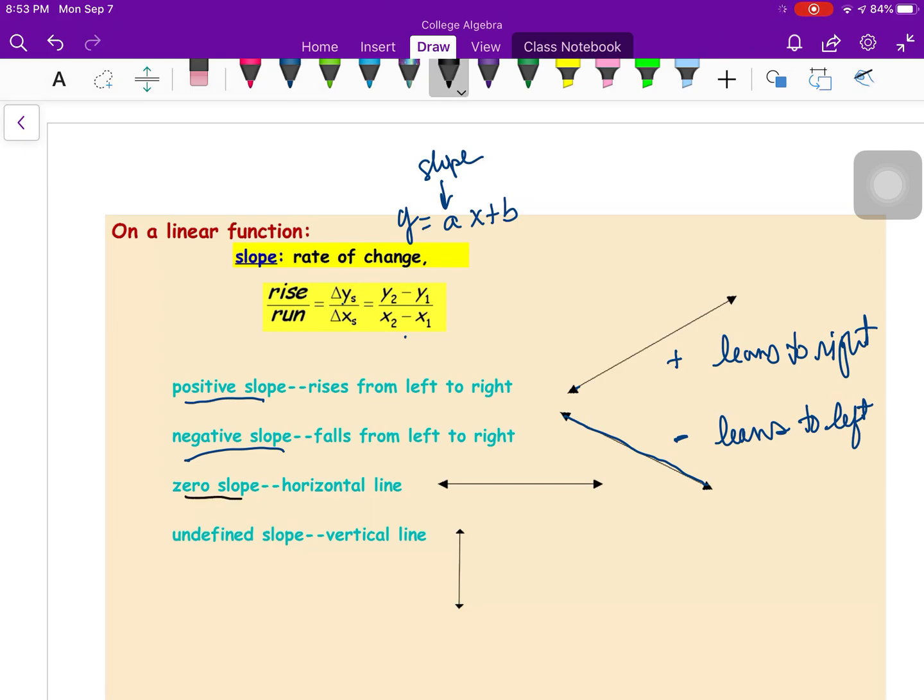If a function has zero slope, it is considered a horizontal line. Slope is also known as m, so slope would be 0. If a line has undefined slope, it is a vertical line. So if I pick any 2 points, my rise would be 1, my run would be 0, and that is an undefined number because you cannot divide by 0. Whereas in this horizontal, my rise is 0 and my run is 1, so that comes out to be 0.